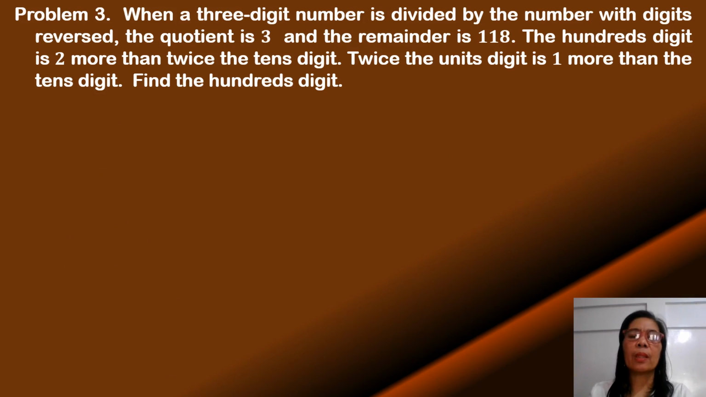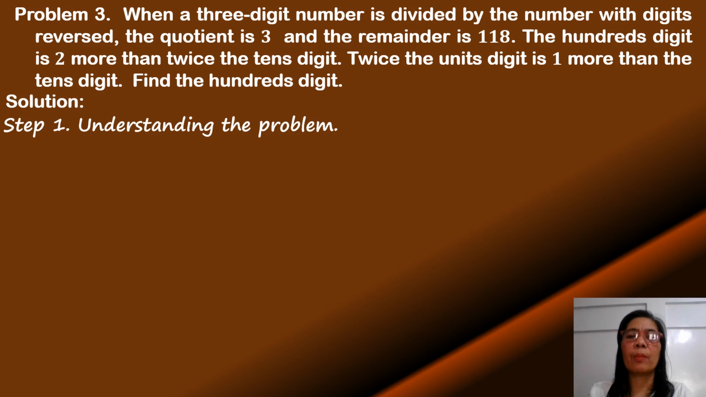Let us solve this problem. When a 3-digit number is divided by the number with digits reversed, the quotient is 3 and the remainder is 118. The hundreds digit is 2 more than twice the tens digit. Twice the units digit is 1 more than the tens digit. Find the hundreds digit.